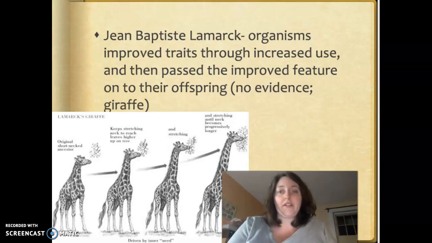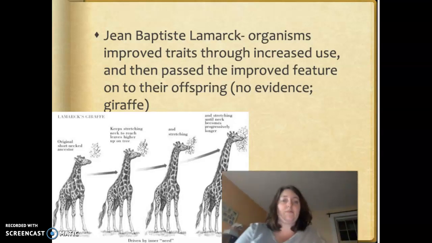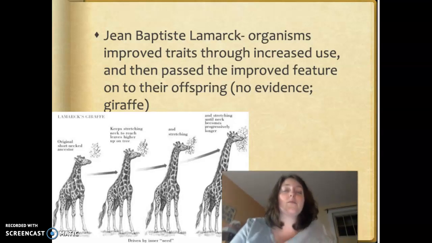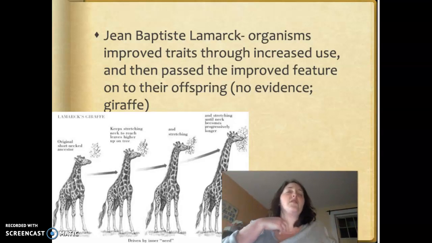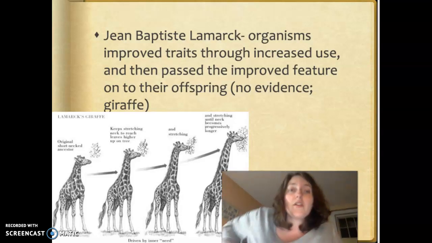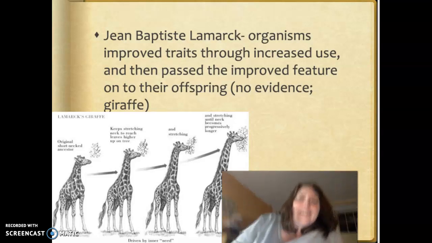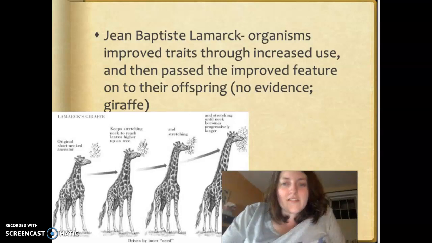feature to its offspring. Which there's no evidence that it does that, but it was a popular theory at the time. So a giraffe, for instance, will stretch its neck and stretch, and its offspring will then get its stretched neck, and so on and so forth. But that leads to some pretty ridiculous situations.